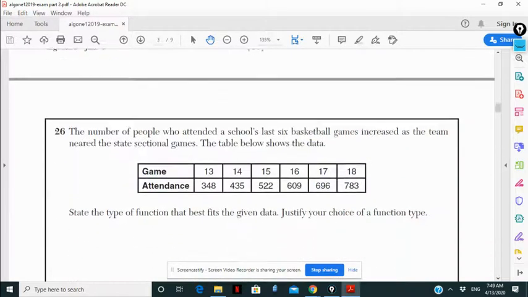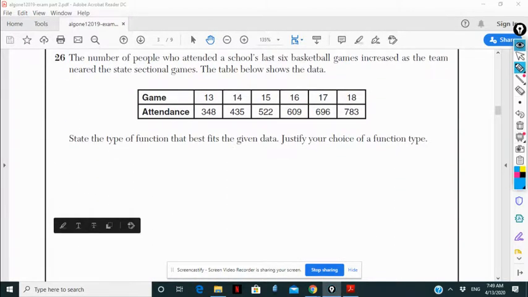Question number 26. The number of people who attend the school's last 6 basketball games increased as the team neared the state sectional game. The table below shows the data. So that's the number of the game: 13, 14, 15, 16, 17, 18, and that's it. Now, state the type of the function.